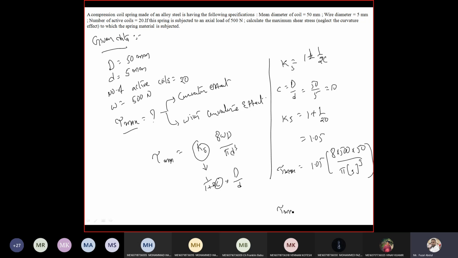Now tell me the maximum shear stress in megapascals, how much? Everything is written on the screen. Substitute in calculators and tell me the maximum shear stress value.